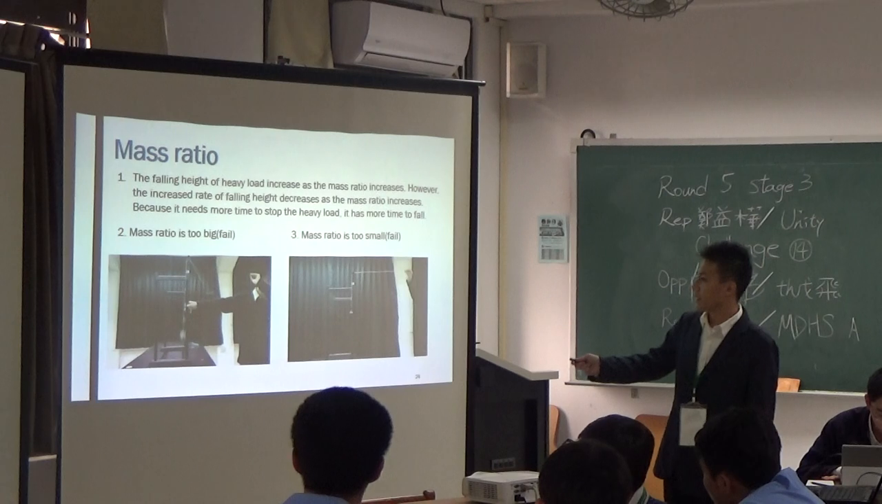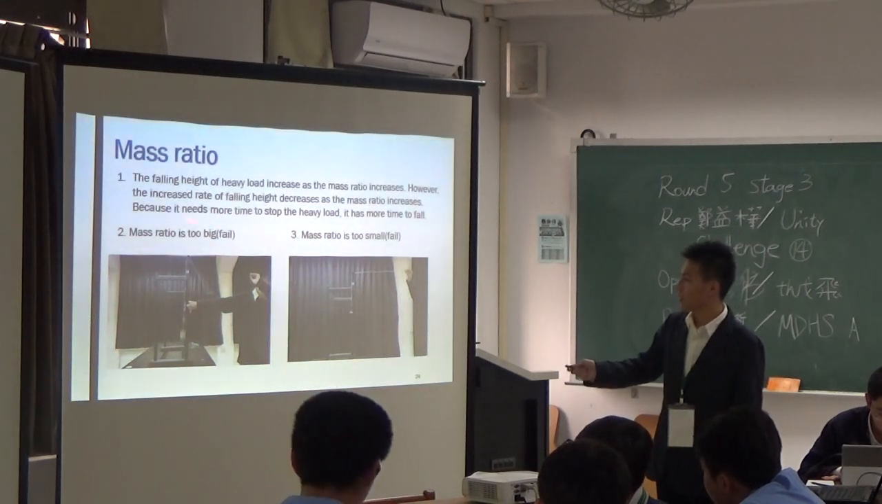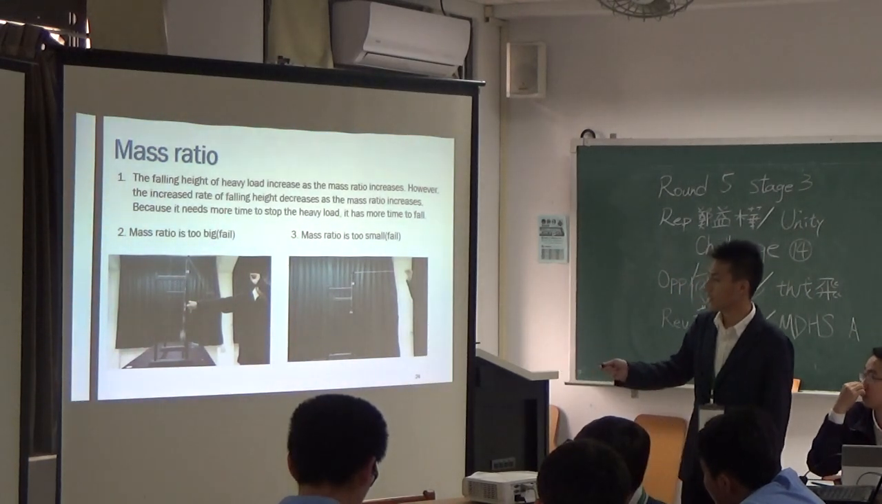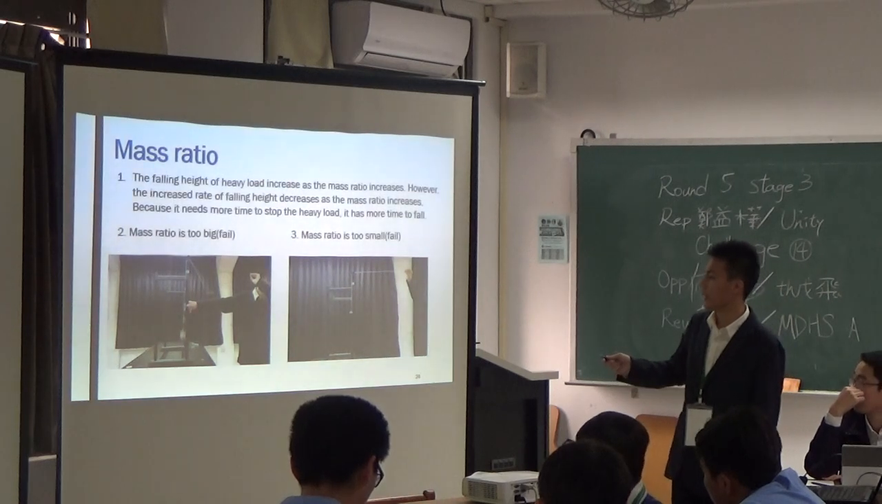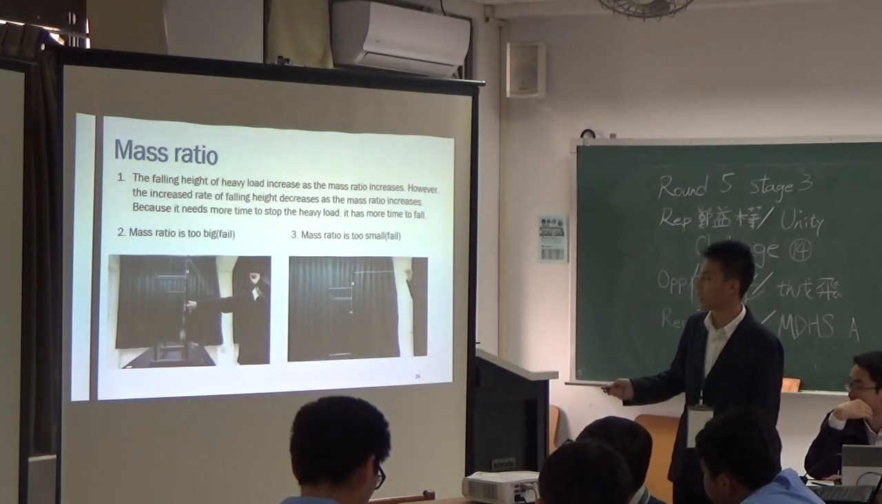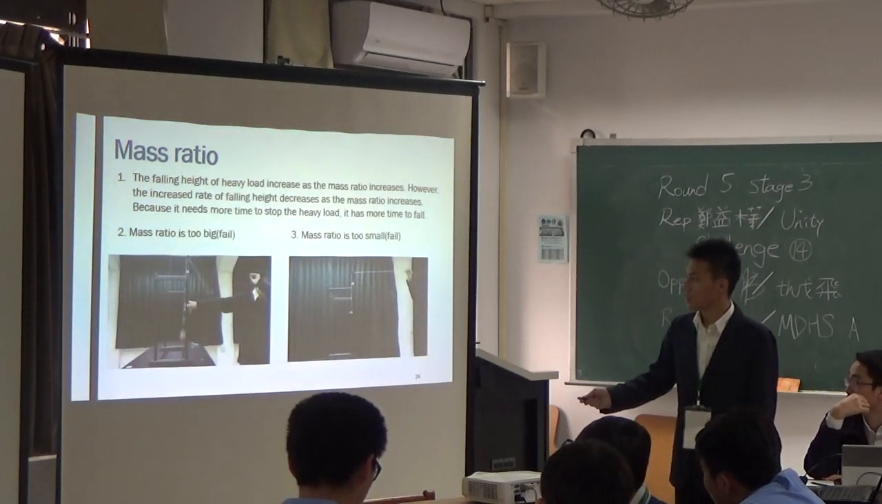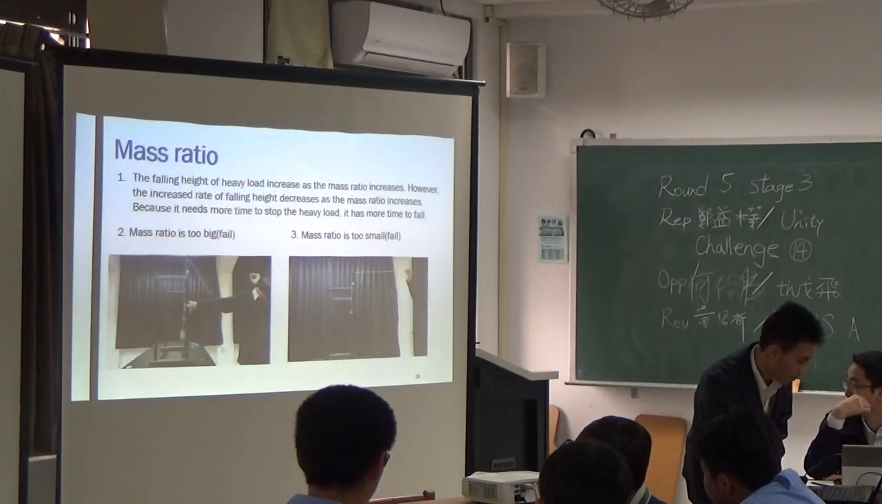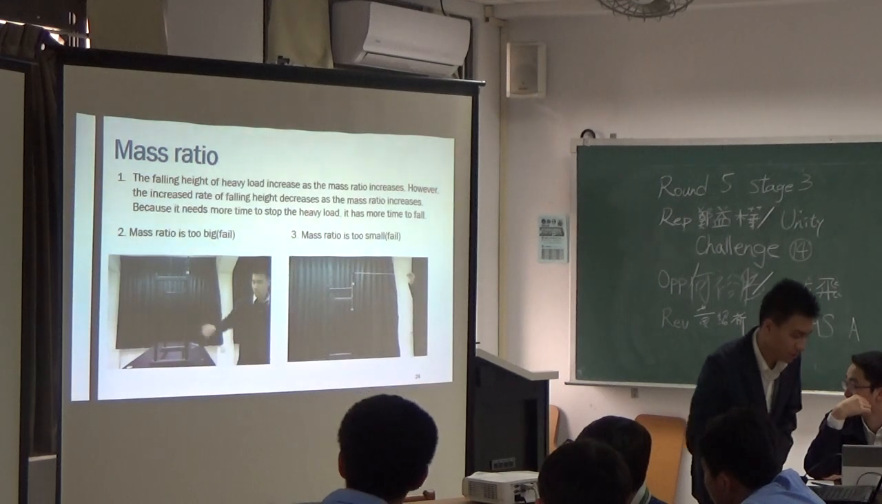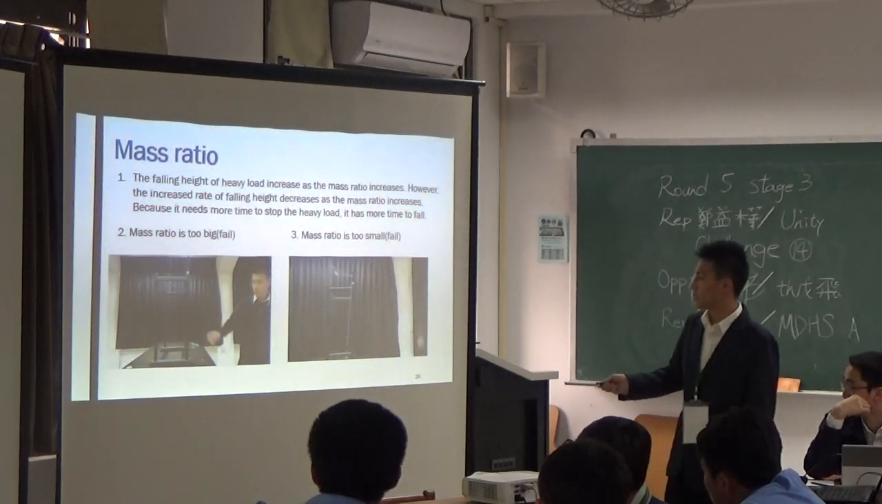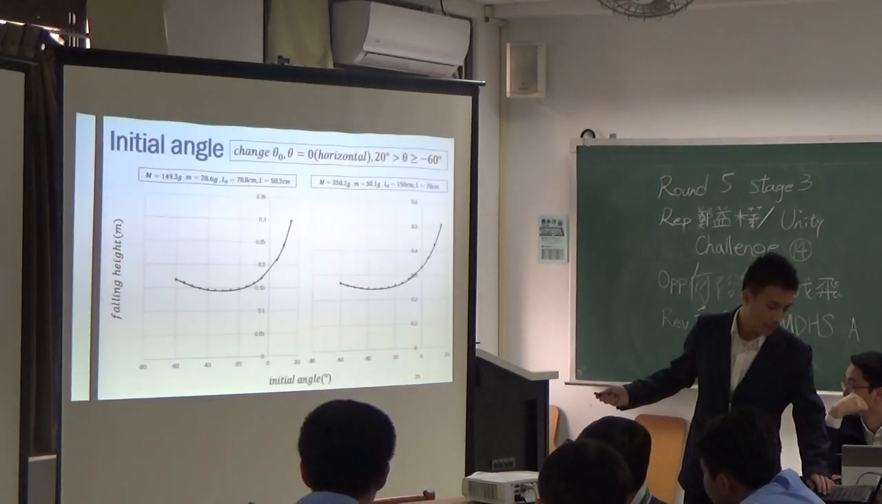Why did this happen? When the mass ratio is big, it means we need more time to stop the heavy dot from falling. So the heavy dot will have more time to fall. But if the mass ratio between these two is too big or too small, this experiment will fail.